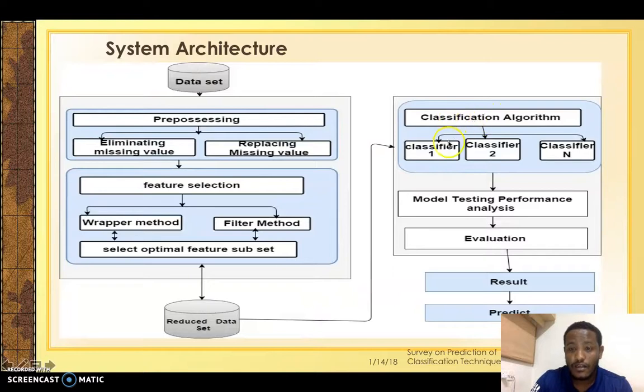More than one classifier, classifier 2, up to n classifiers, can be used for classification. This is model testing and performance analysis of a classification algorithm. After that, we evaluate the classifications using different criteria like precision, recall, F measure and ROC. Then we get a result. By this best accuracy result, we can predict chronic kidney disease or other diseases.